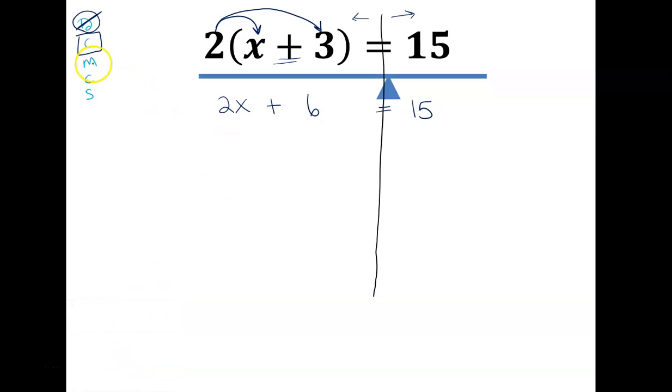All right, next, move. Who needs to move? Let's take a look. Again, letters, you are going to come to the left. Numbers, you are going to come to the right.